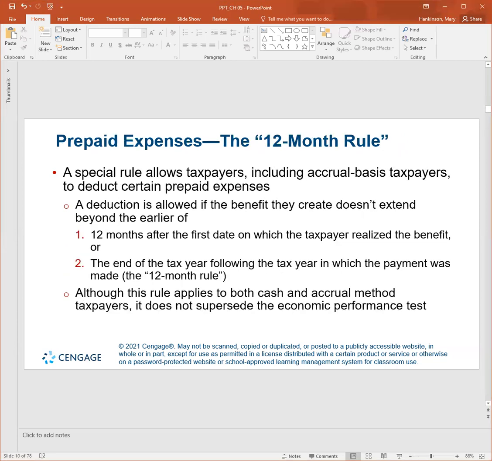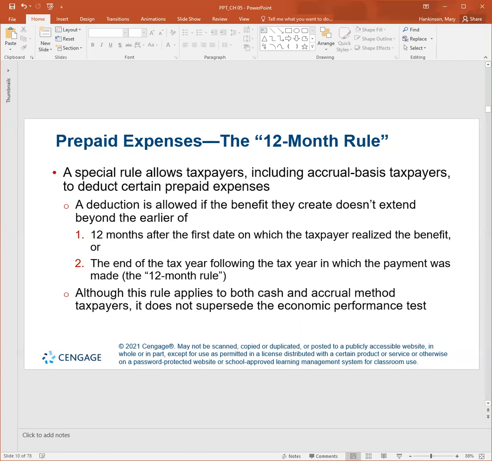All right, so prepaid expenses. Just to give you a recap, what is a prepaid expense? It is when you pay for a product or service prior to receiving it. Special rules allow taxpayers, including accrual basis taxpayers, to deduct certain prepaid expenses. A deduction is allowed if the benefit they create doesn't extend beyond the earlier of 12 months after the first date on which the taxpayer realized the benefit, or the end of the tax year following the tax year in which the payment was made.